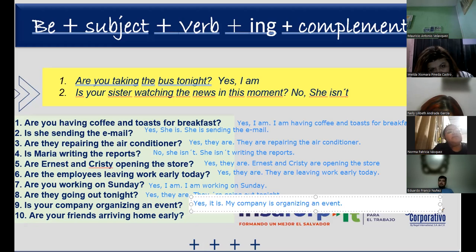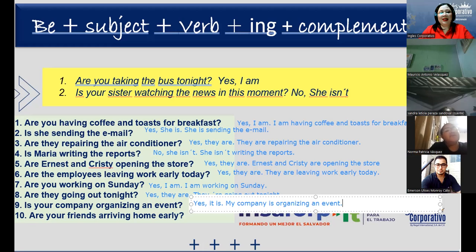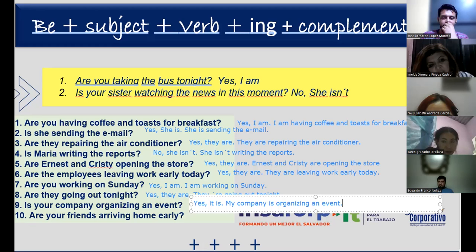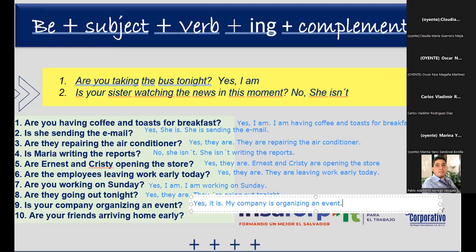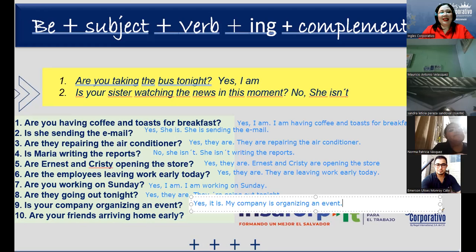Okay. The question is for the Wendy. Are your friends arriving home early, Wendy? No, no está Wendy, quizá. Yo creo que no está, fíjese. La estoy buscando y no la veo. No está. No, she isn't. Falta. Mauricio ya participó, ¿verdad? You may ask Mauricio, okay?